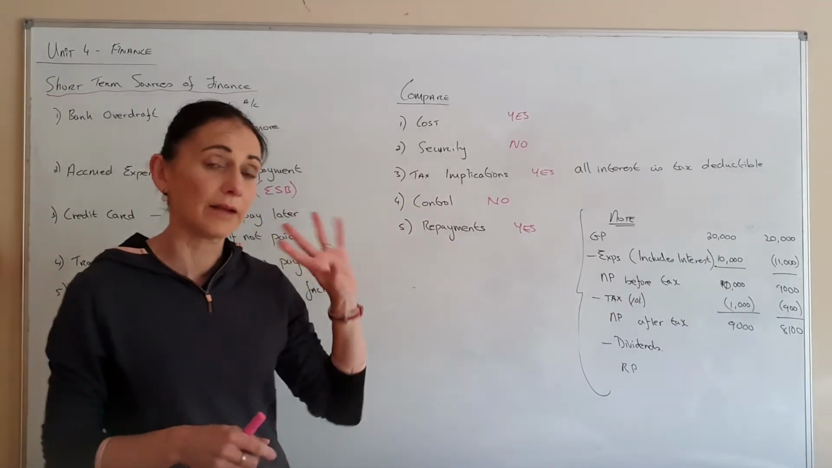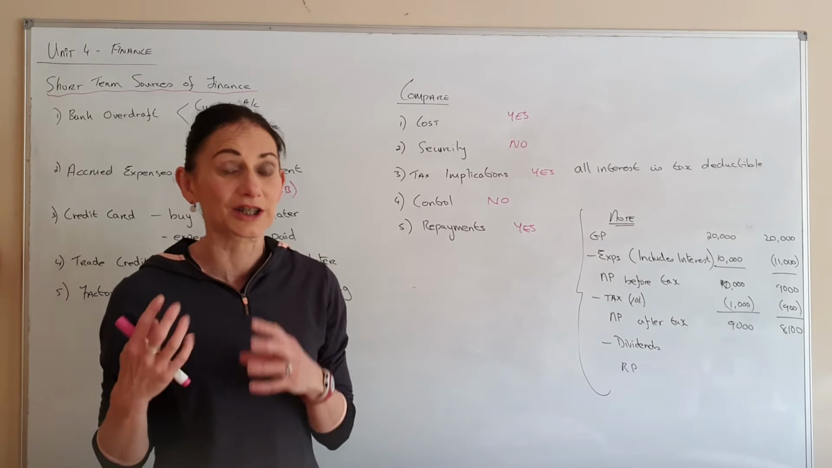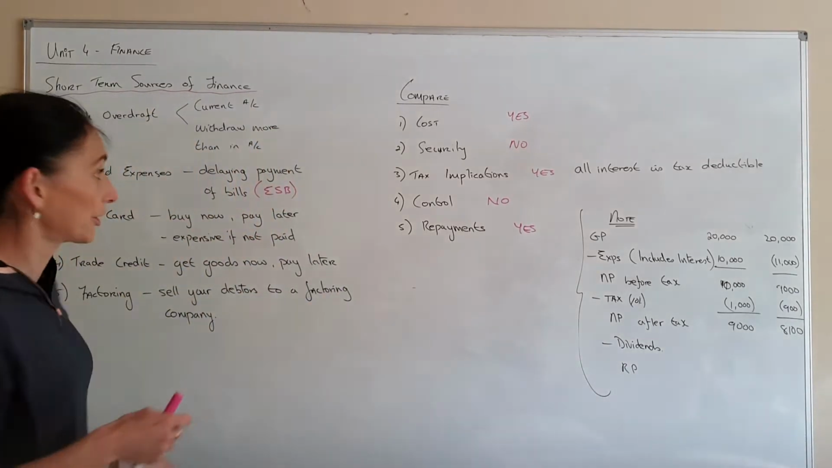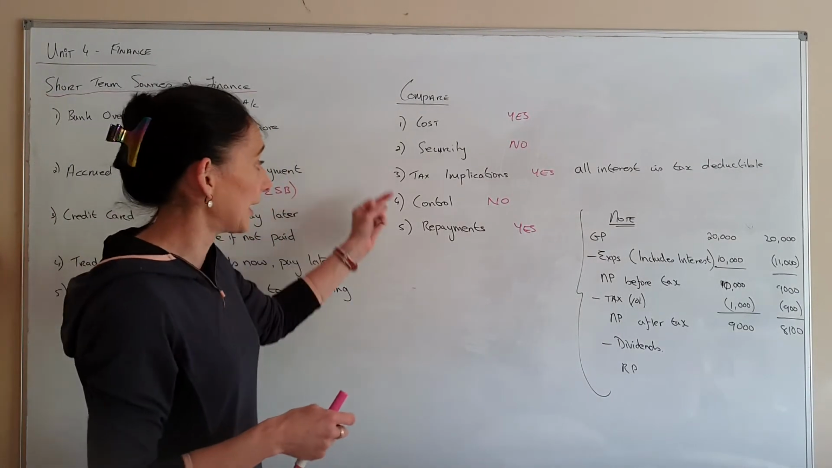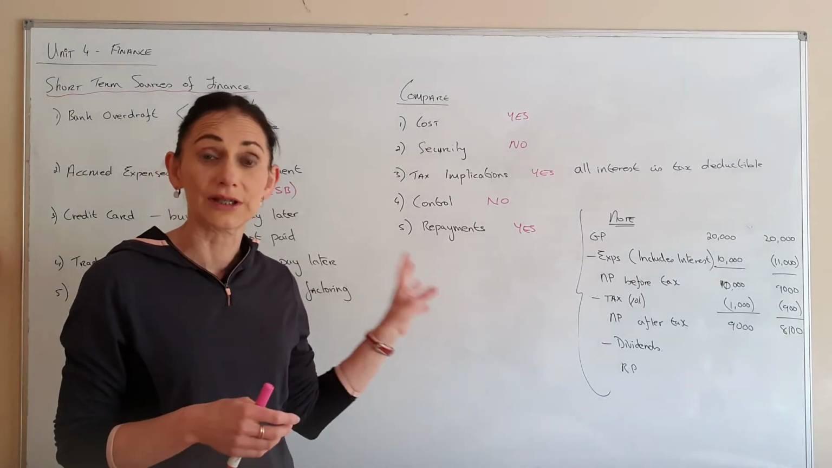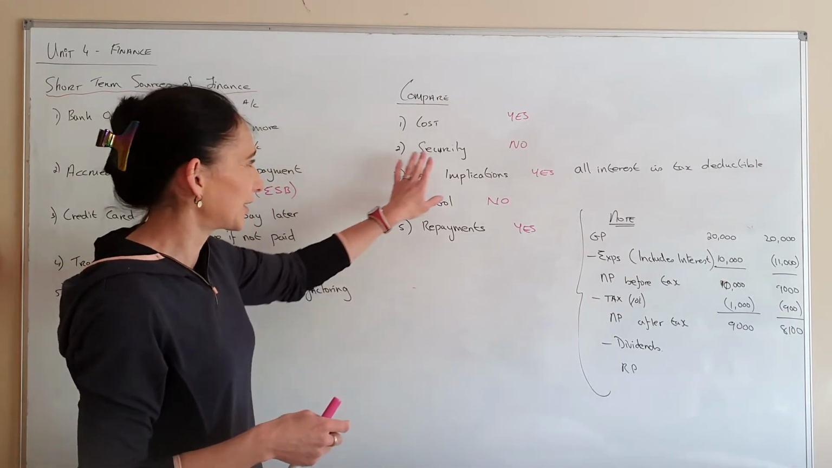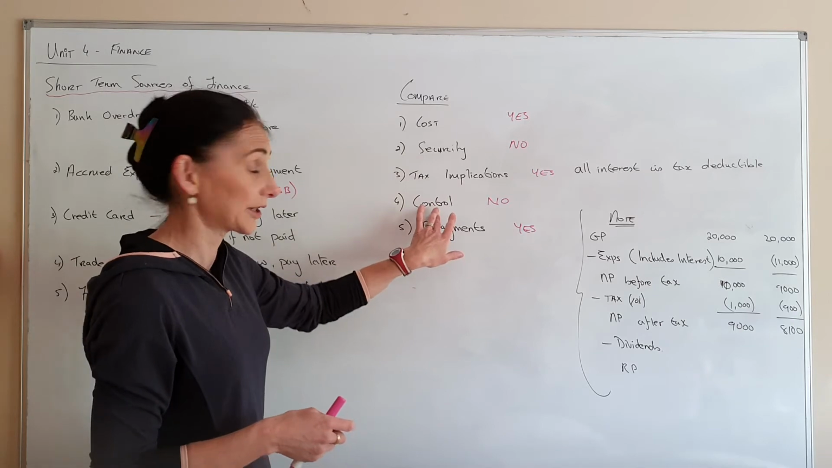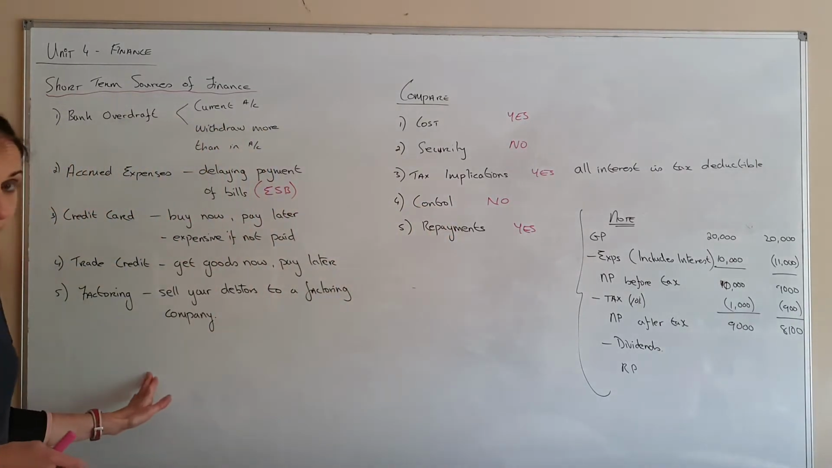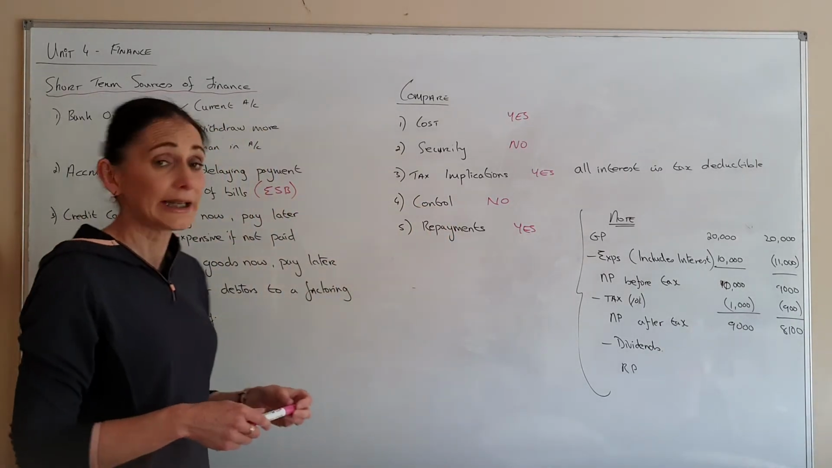Now, I will put the 5 of these up, even though 2 of them aren't actually relevant when it comes to our short-term sources of finance. Security and control aren't really affected when you use any of these. So I'm going to say security is not affected and control is not affected, and you can use that for all 5 of them. Then your cost, yes, there is a cost.